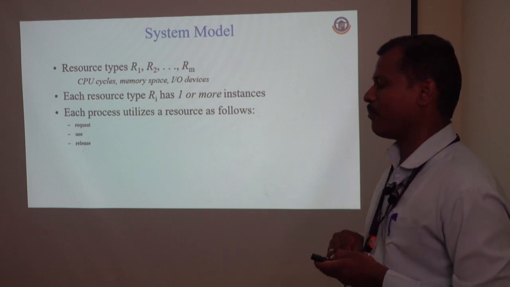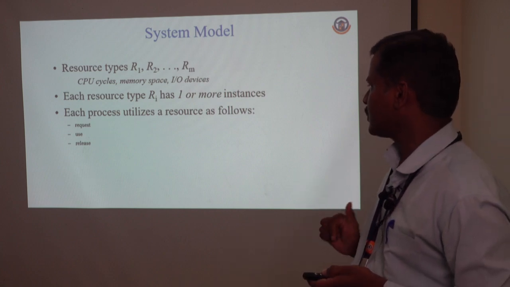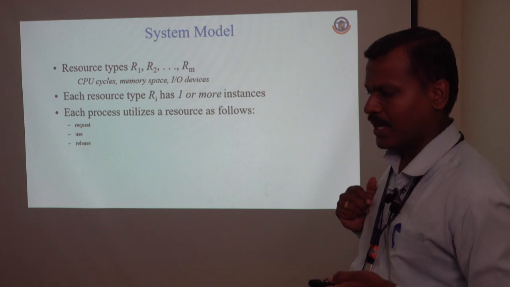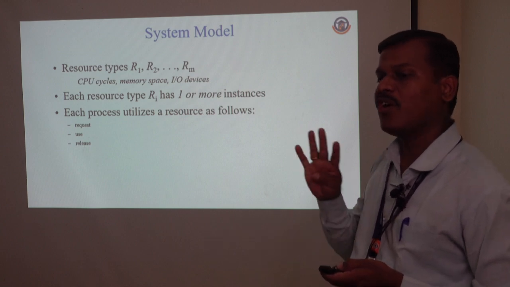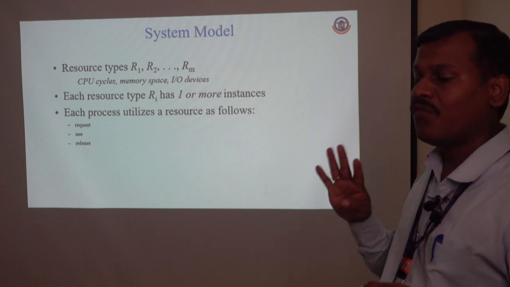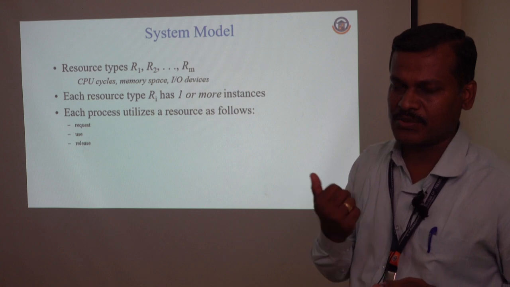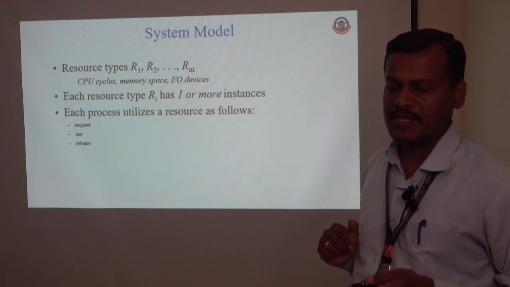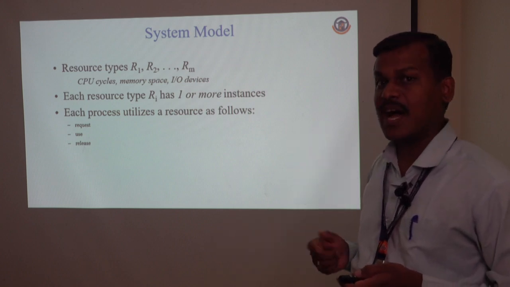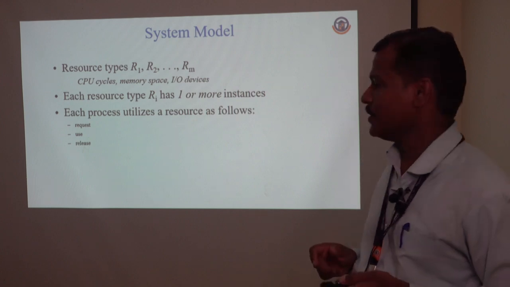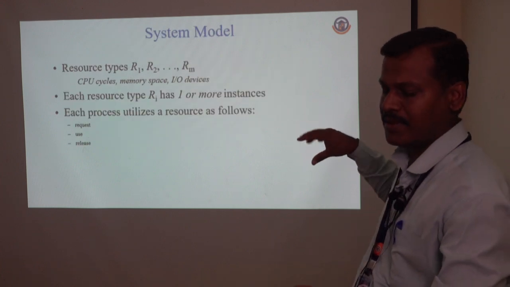The resource types are denoted by symbols R1, R2, up to Rm. Each resource type has one or more instances. For example, I need a printer device. The printer device is a resource, but if I have 4 printer devices, we count it as 4 instances. What operations are possible? One is requesting the resource, that is the request operation. Next, after getting the resource, we utilize it, that is the use operation. Next, after completing the operation, we release the resource, that is the release operation. This is the common system model.